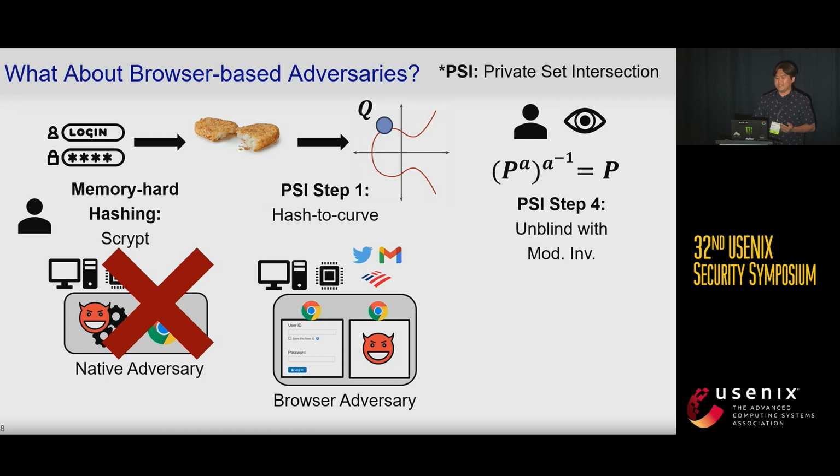This threat model is a lot more dangerous because all the target needs to do is have the adversary's web page open on one tab, and for example, their bank account login page open on another tab, all on the same machine. This time we'll go after Chrome's hash-to-curve algorithm, which we need for the server to be able to compute on data that is blinded.